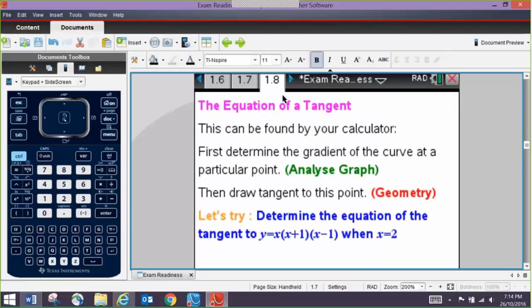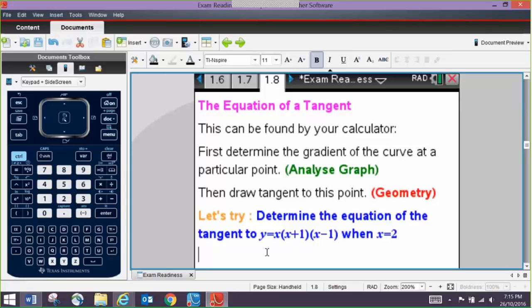Okay. So another thing that the calculator can be used for, and this is quite good within standard level in particular, but sometimes in higher level as well, is to find the equation of a tangent. So our calculator can do this within the Analyze Graph and Geometry menus. Now, some of the geometry features are switched off within Press to Test, but we are still able to find the equation of the tangent.